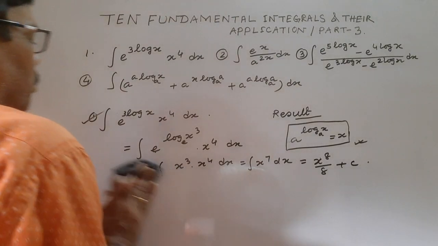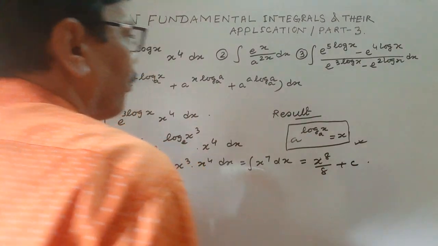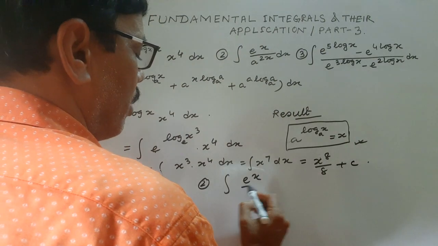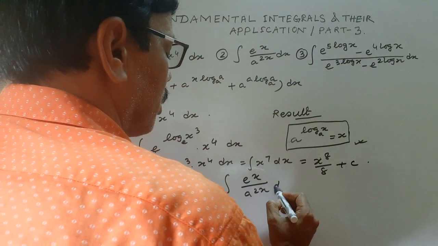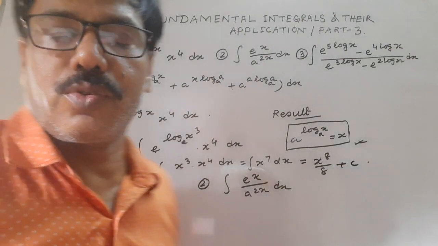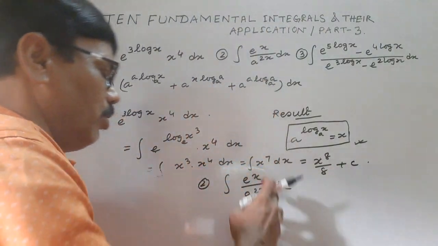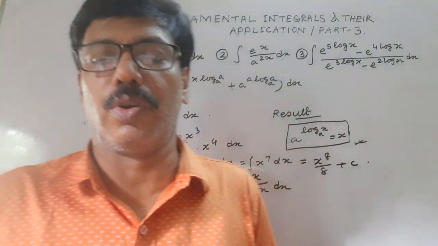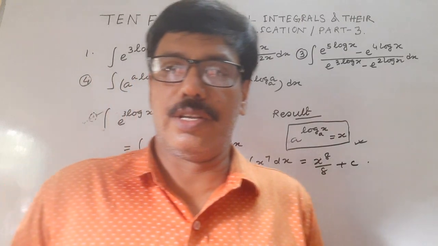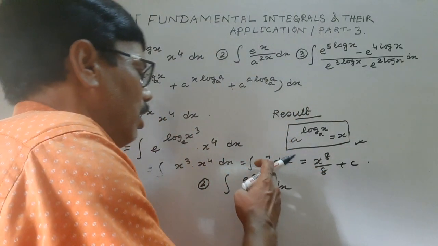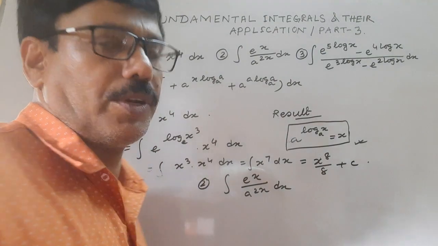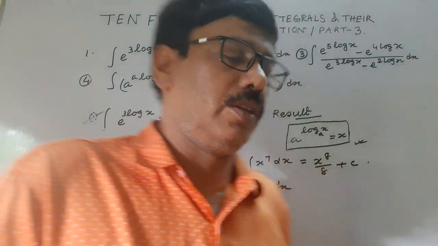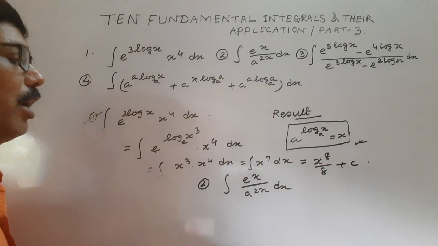So problem number 2. Look, e to the power x over a to the power 2x. Some students write integration of numerator over integration of denominator, but there is no such formula of integration. It is not like limit of numerator over limit of denominator. So anyhow you have to put it in a standard integral.